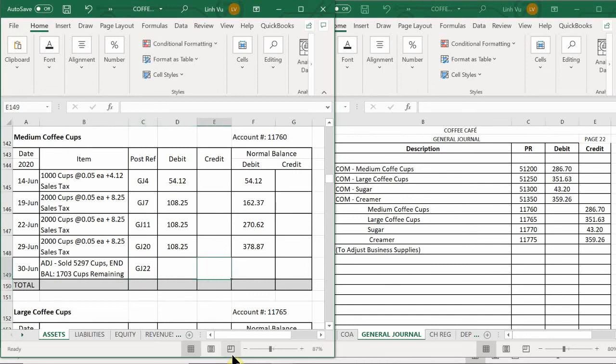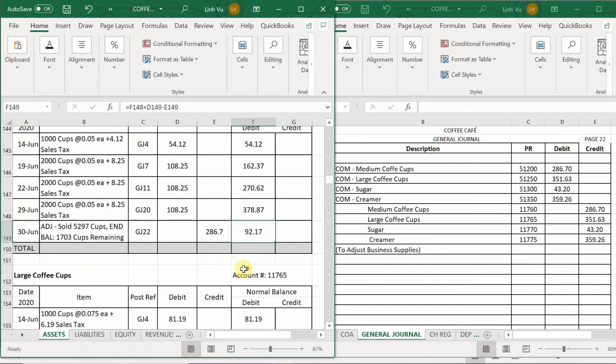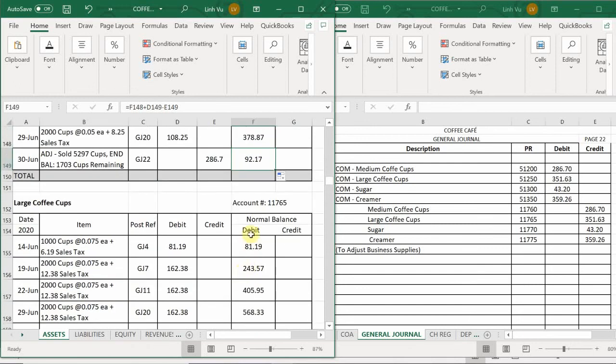And this time we're going to credit $286.70. So how much is going to be your total balance here? $92.17. Okay? That is the total for your 1,703 cups remaining. It's going to give you a total of $92.17. So does this make sense? Why we need to do a cost of materials or make an adjustment here?